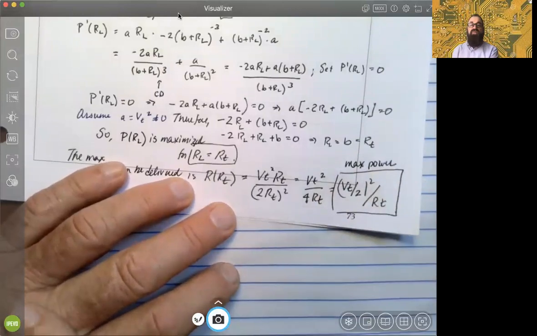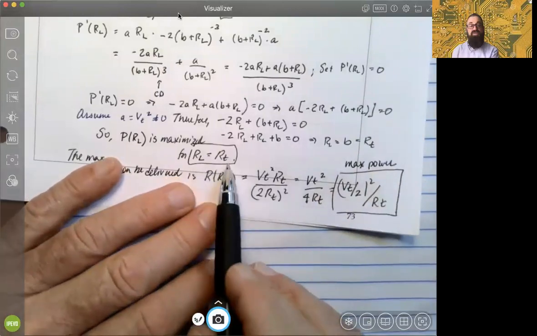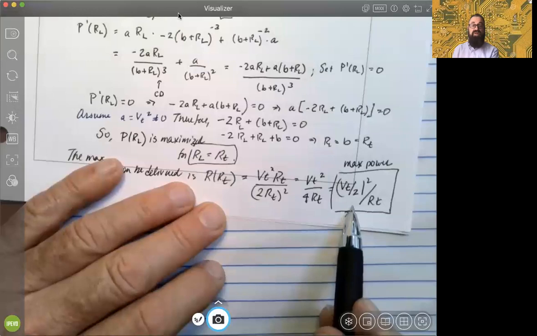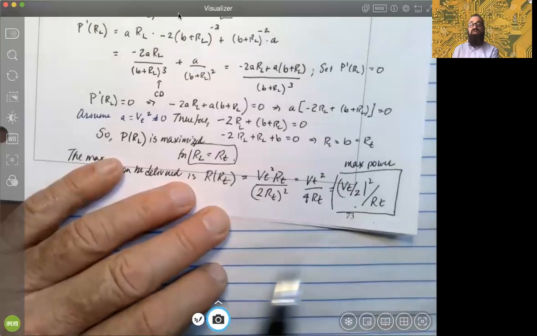So when does it occur? When the load you connect to your equivalent has the same resistance as the Thevenin equivalent, and that's how much power is going to be generated. V_T divided by 2 squared over R_T.